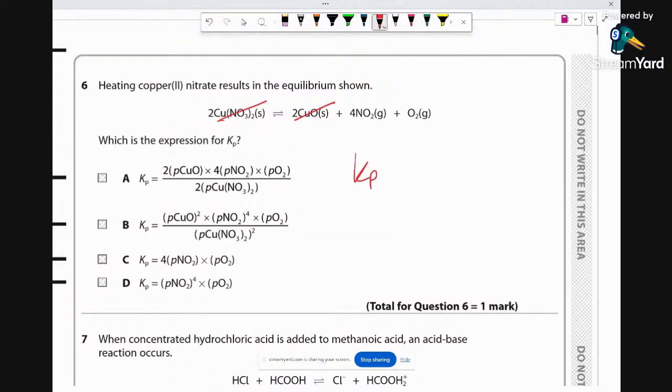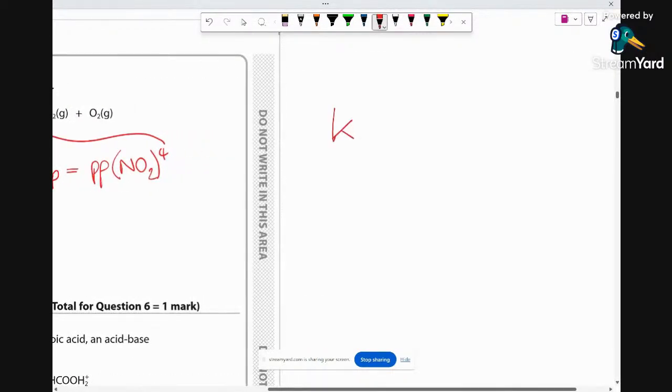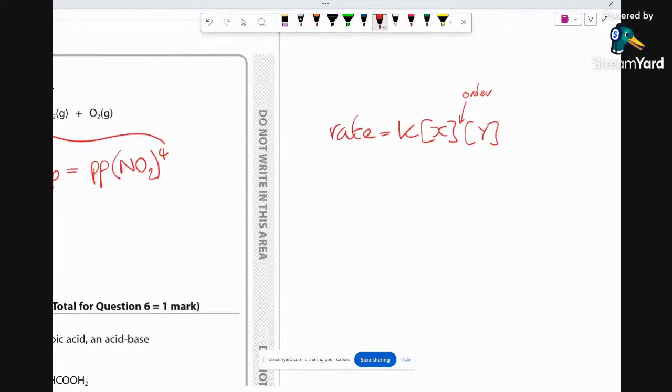So Kp is usually products over reactants: the partial pressure of NO2, raised to the power of 4, because in Kp and Kc it's the stoichiometric ratios. Remember that. Compare the rate constant k: rate equals k, then X to its order, multiplied by Y to its order. If it's a zero order, then it vanishes from the rate equation.